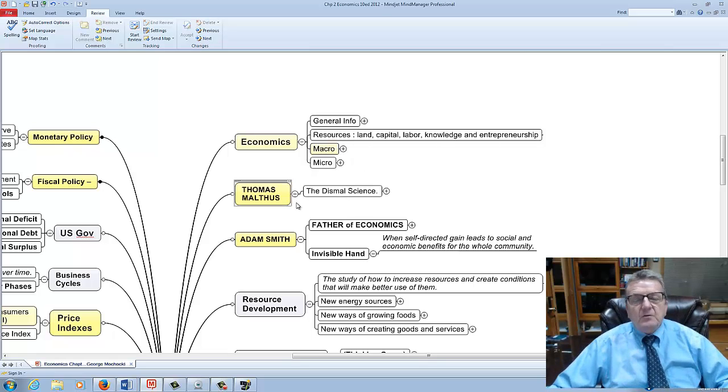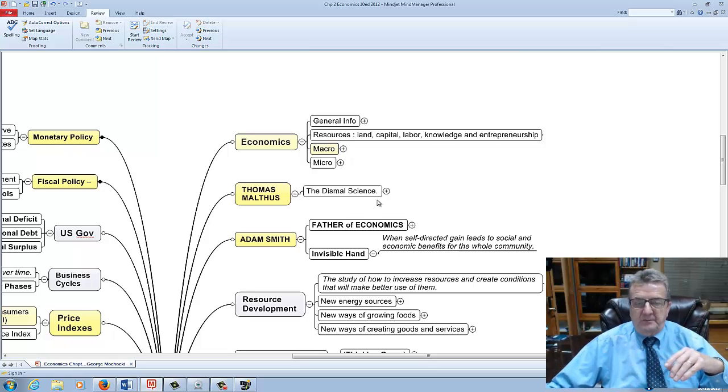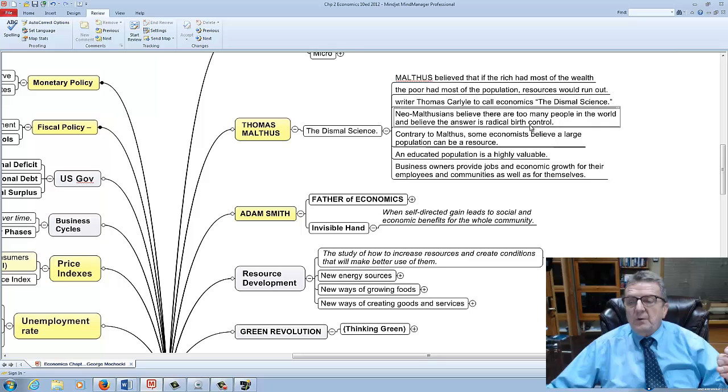Okay? Now, you have two founding fathers. You have the dismal science, and that's Thomas Malthus. And he basically believed that if the rich had most of the wealth and the poor had most of the population, resources would run out. So that's what he would call the dismal science. If there are too many people in the world, he believed the answer is radical birth control.